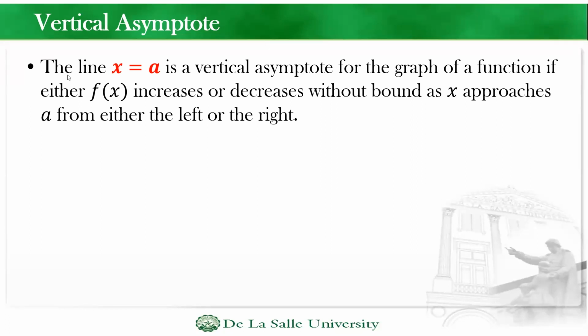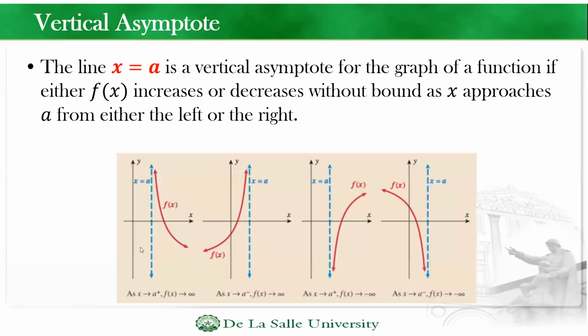So what is a vertical asymptote? You said before, an asymptote is a line that you approach but never touch. That's correct. So let's be more specific. The line x equals a is a vertical asymptote for the graph of a function if either f of x increases or decreases without bound as x approaches a, which is the asymptote, from either left or right. So just like an example here, this is x equals a, the blue line.